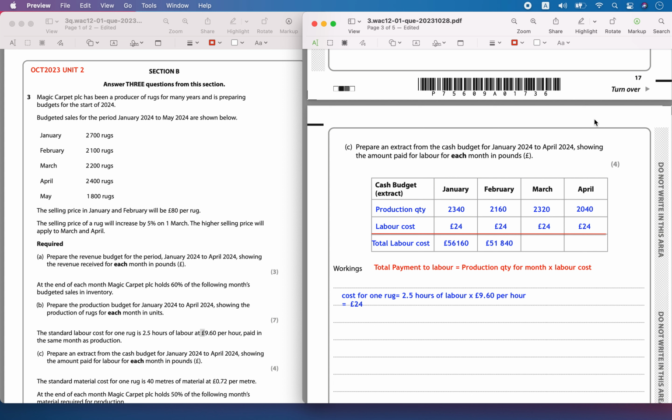And then for the month of March, it is 2320 times 24, that is equal to 55,680. And then for April, it is 2040 times 24, that is equal to 48,960. So that is the labor cost for this part.